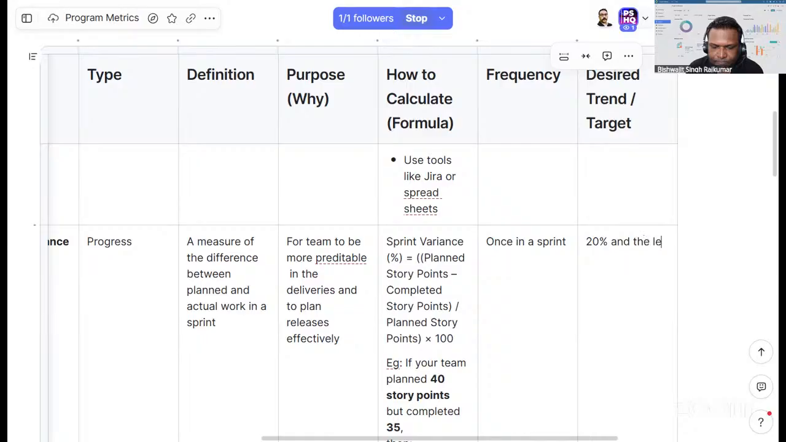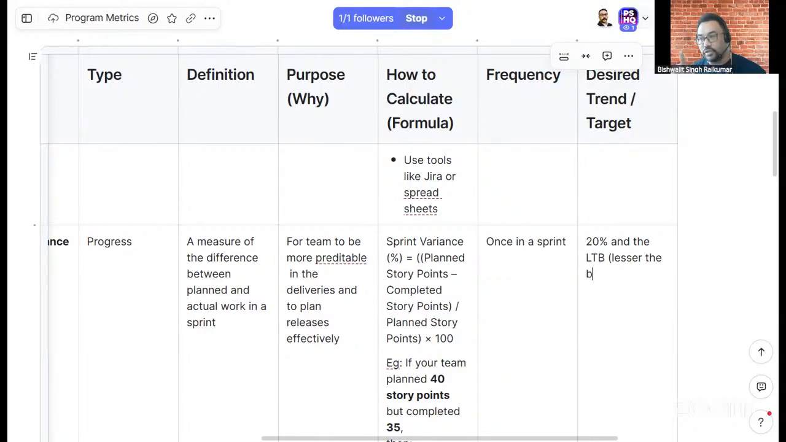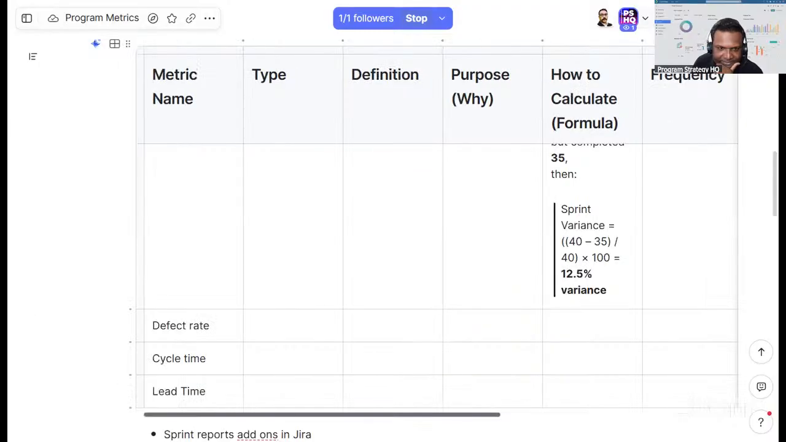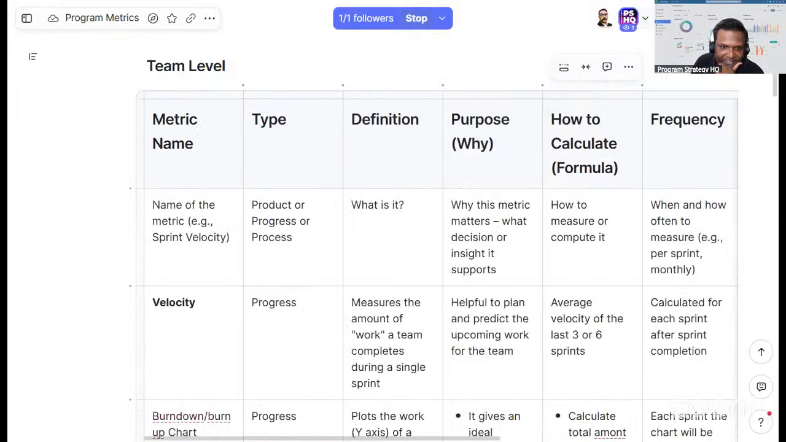They call it LTB, lesser the better. Yes, there is a term used for it. Also, more the better is there. In the sprint velocity case it should be more the better, and in this case it's lesser the better. This is good to know. LTB and MTB. Cool, so we completed three.